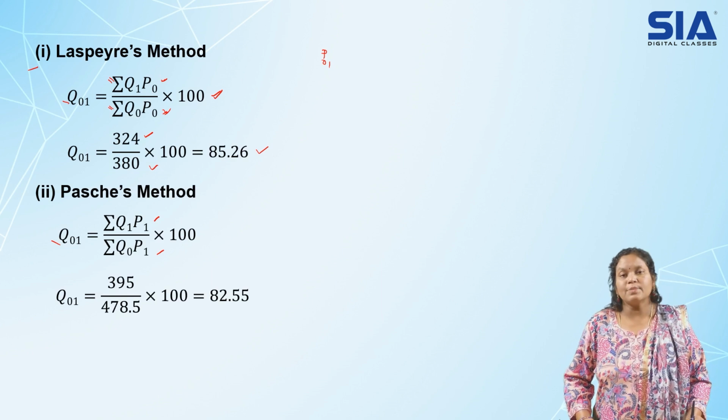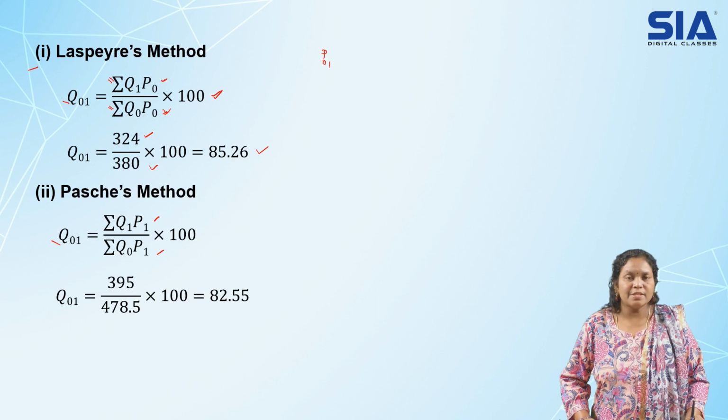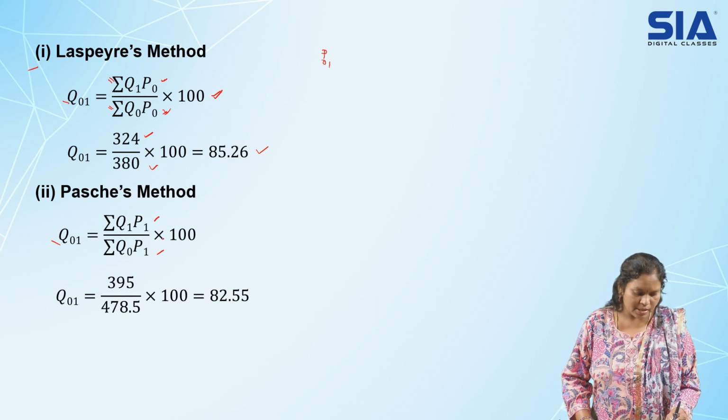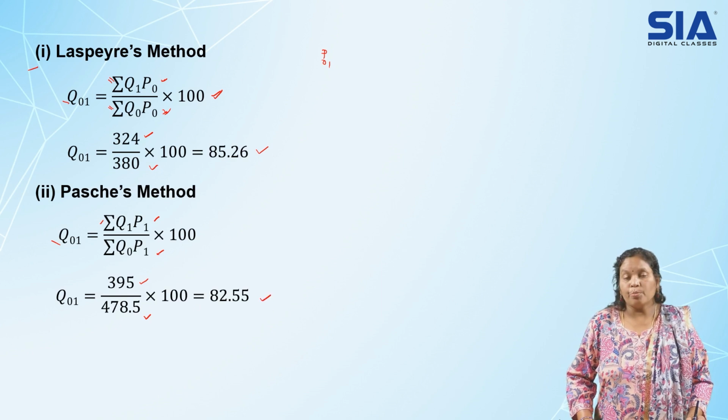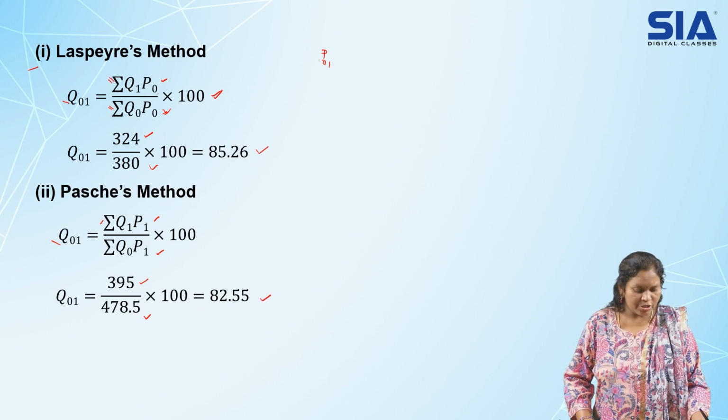Now let us discuss Paasche's method. So same as it is, we have got all the totals. Simply take the formula and substitute in that. So summation Q1 P1 is 395 I have. Summation Q0 P1 I have 478.5, into 100. I've got the answer as 82.55. So this is your Paasche's method.